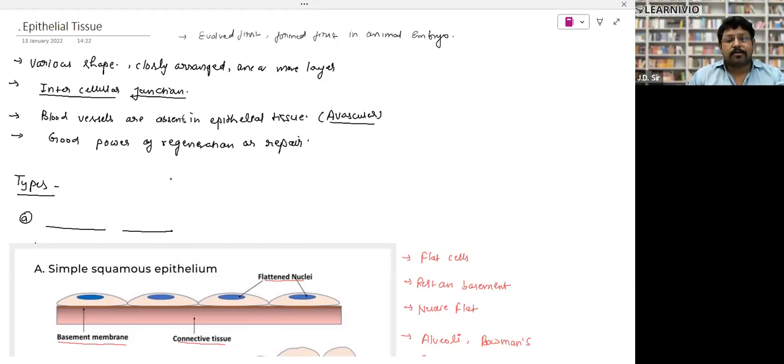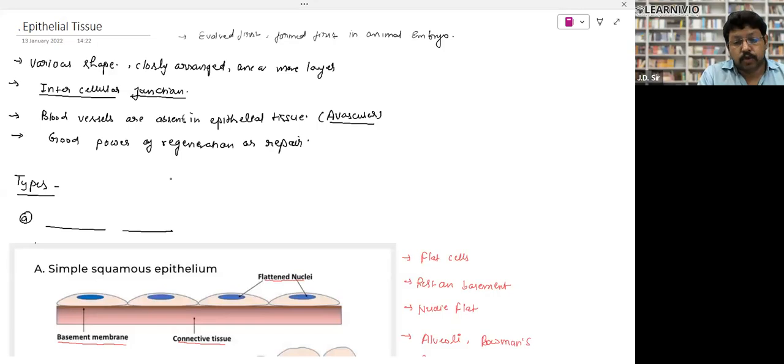The cells are held together with intercellular junctions. Next point.